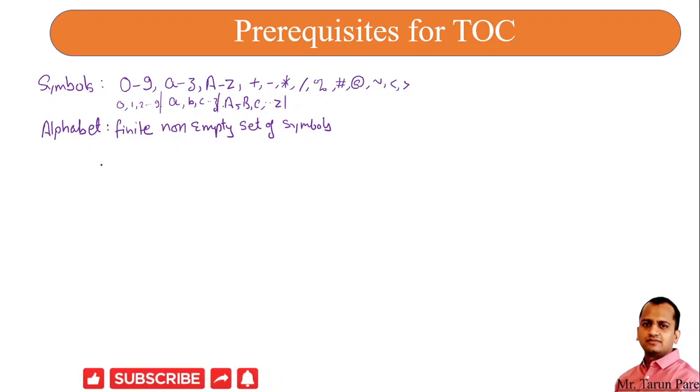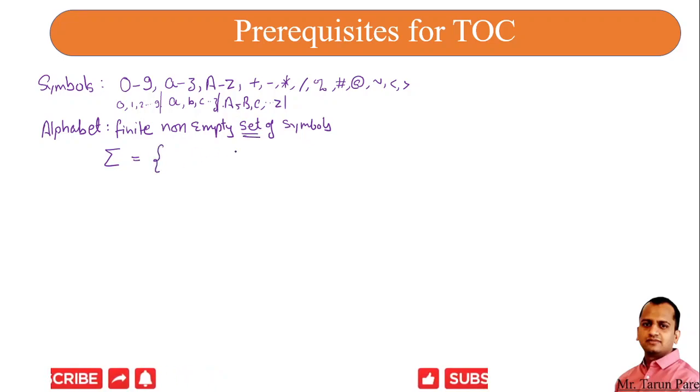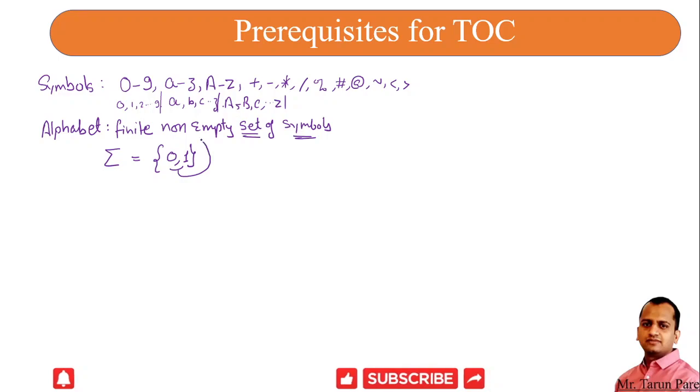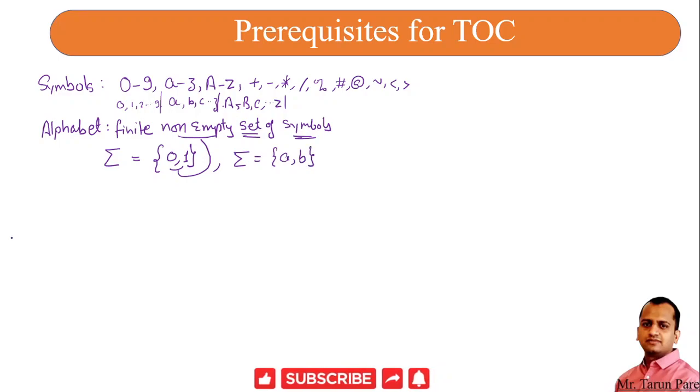So how do you represent the alphabet? Alphabet is denoted by the sign sigma. Alphabet is a non-empty set, so it will be represented in the form of a set of symbols. Here I consider the symbols 0, 1. This is the non-empty set of symbols. Similarly, you can also represent this as sigma is equal to {a, b}. So this is what alphabets are.